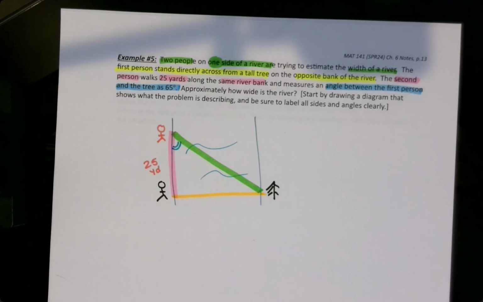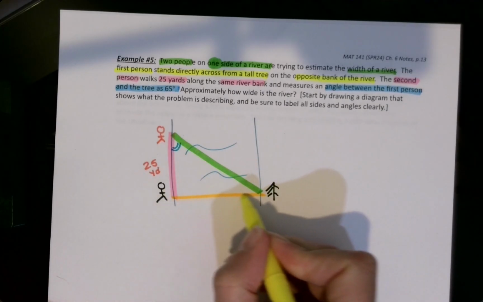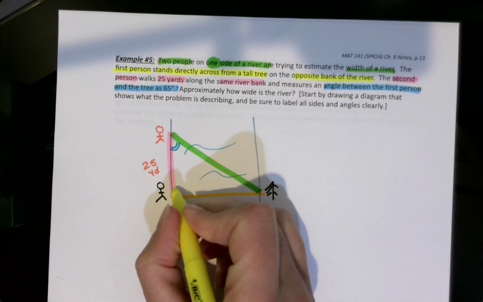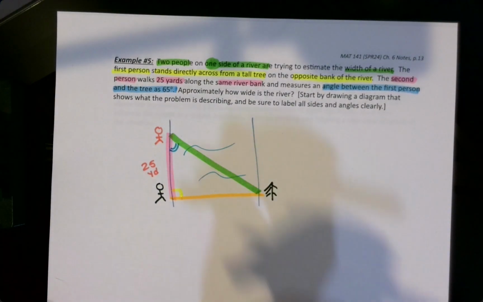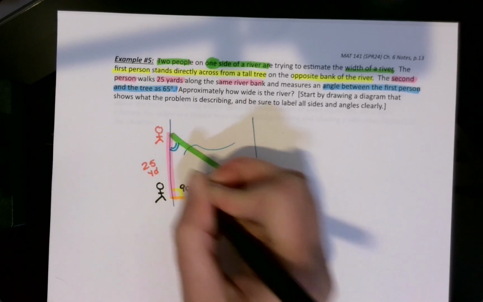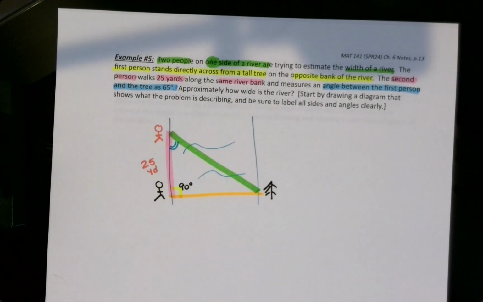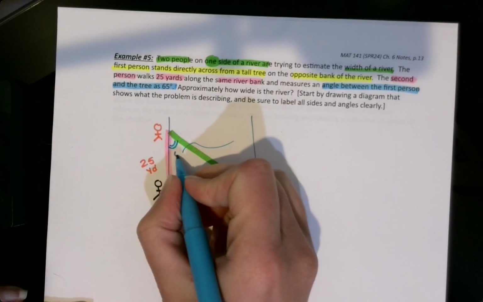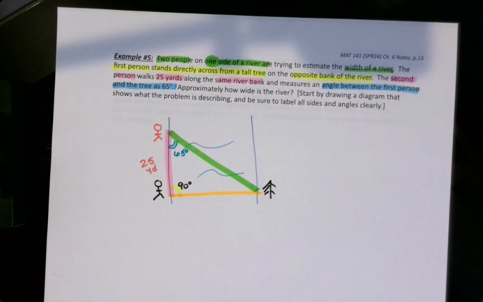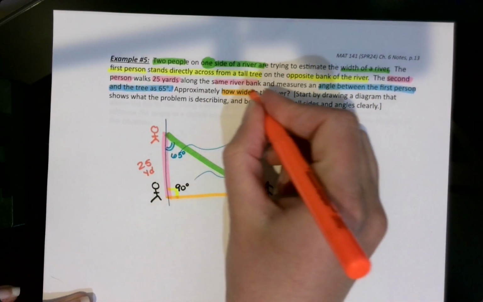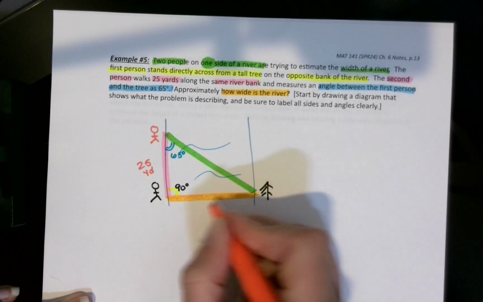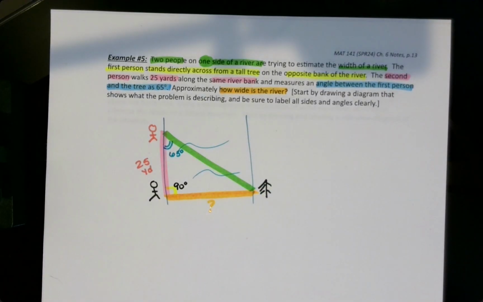Okay. Now, the other piece that we do know here is that since this person is directly across from the tree and the riverbed is presumably pretty straight at this point, they've walked in one direction, we do have a 90-degree angle formed in this bottom corner, so we should have a right triangle. Okay. Now this angle that they measured, I forgot to write in the measure, this angle was measured as 65 degrees. Okay. Now, my goal is to figure out how wide is the river. That is the goal, and that's my river width right here. I want to figure out how wide is the river.